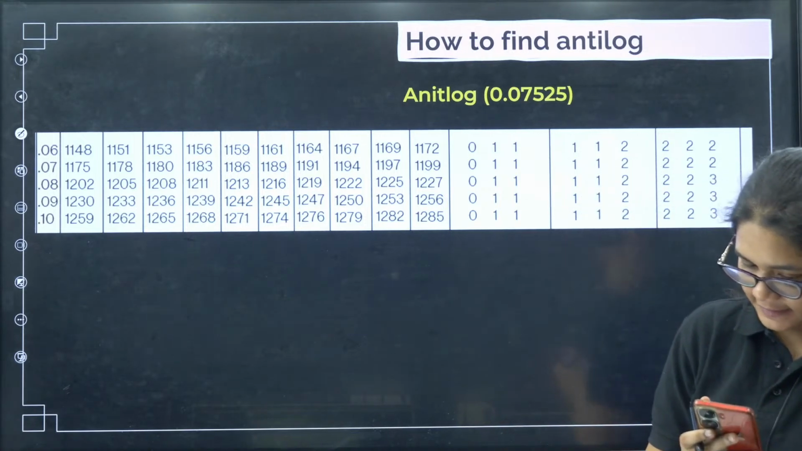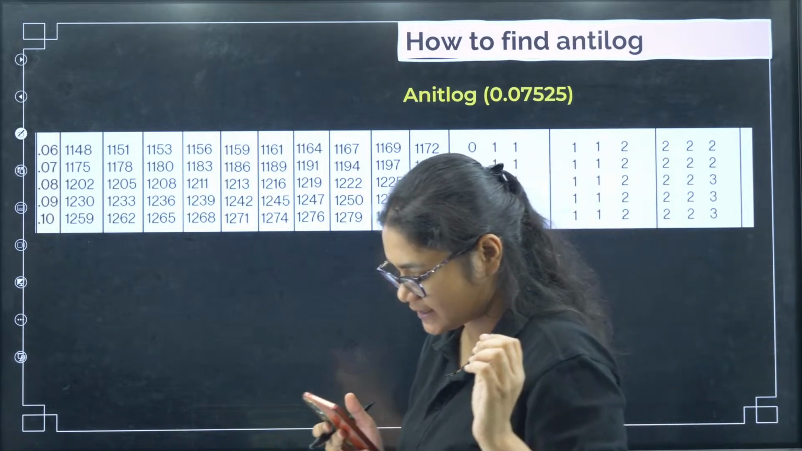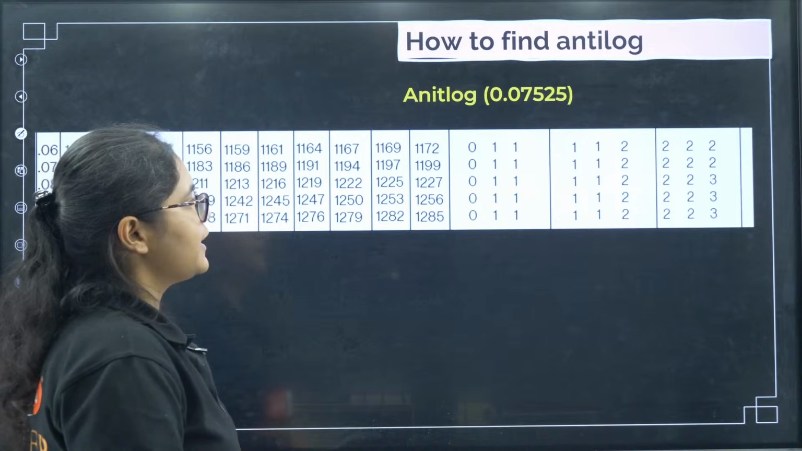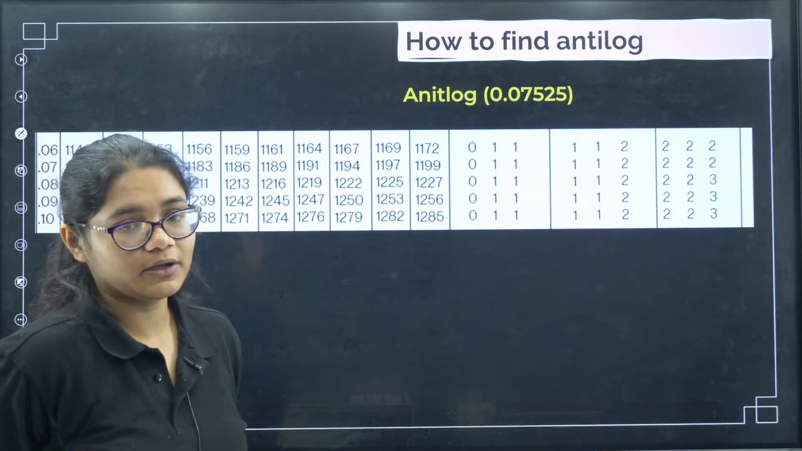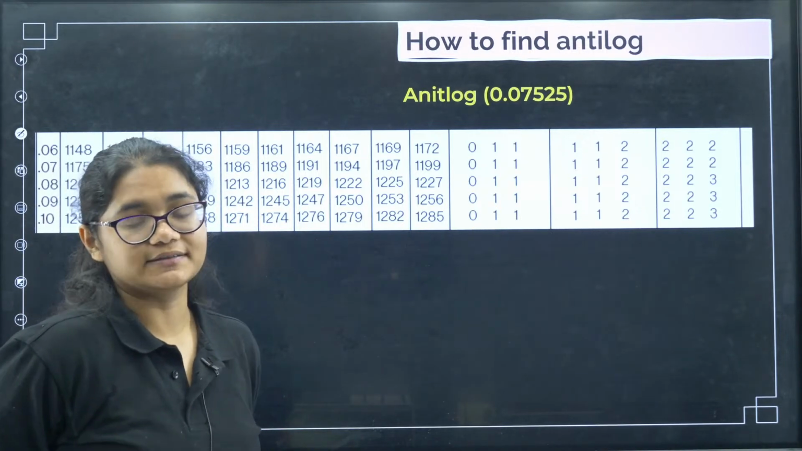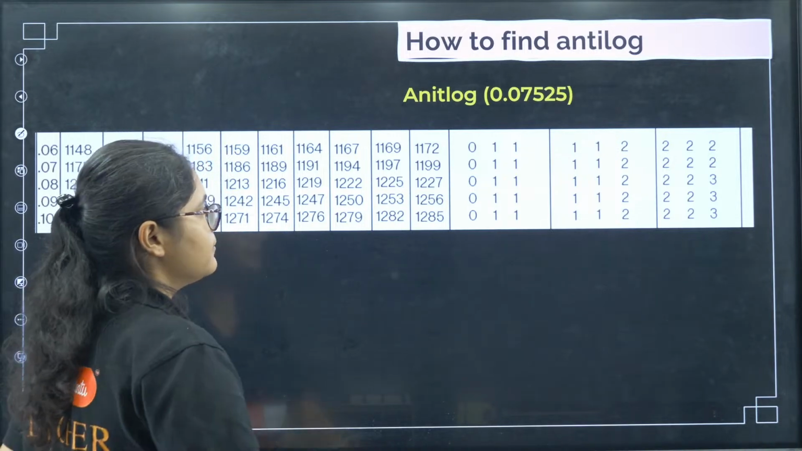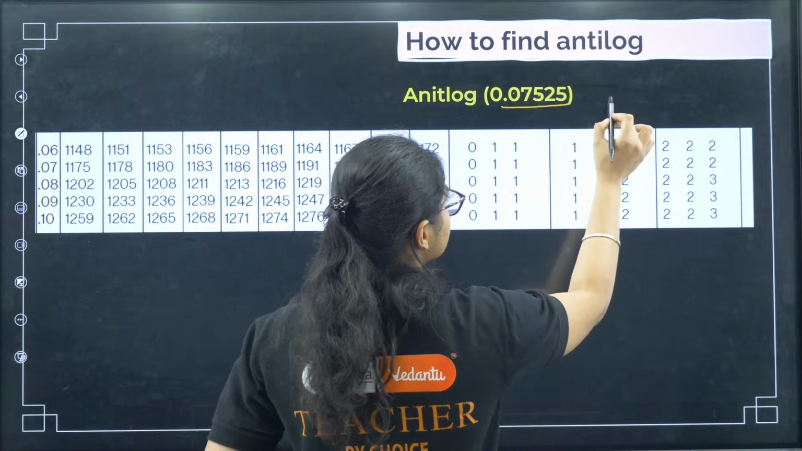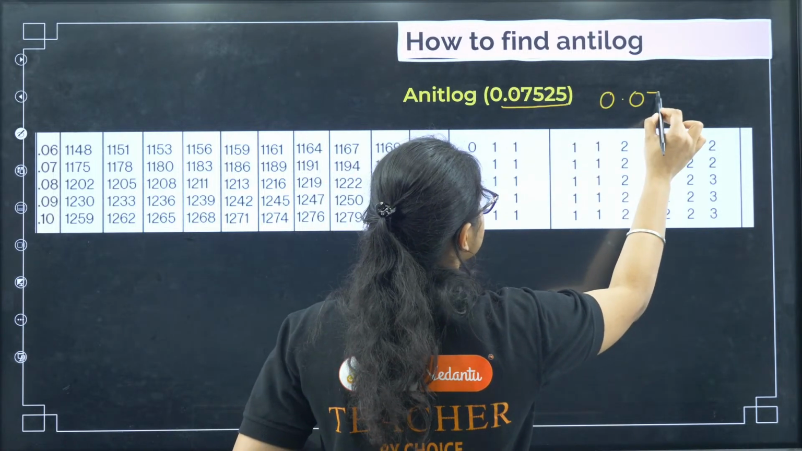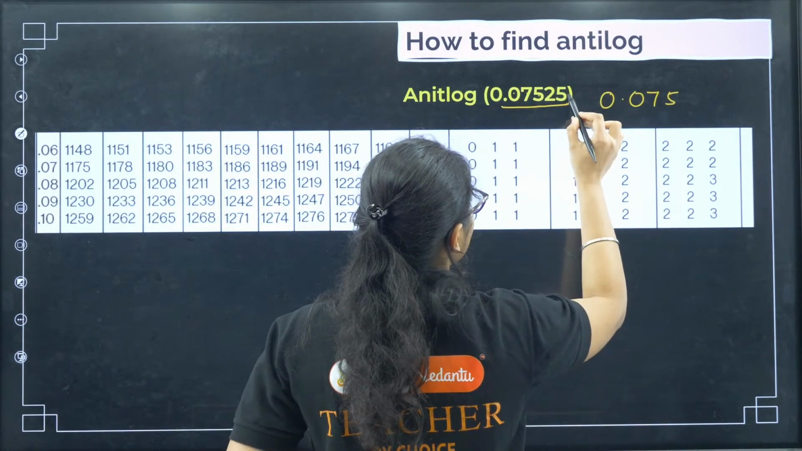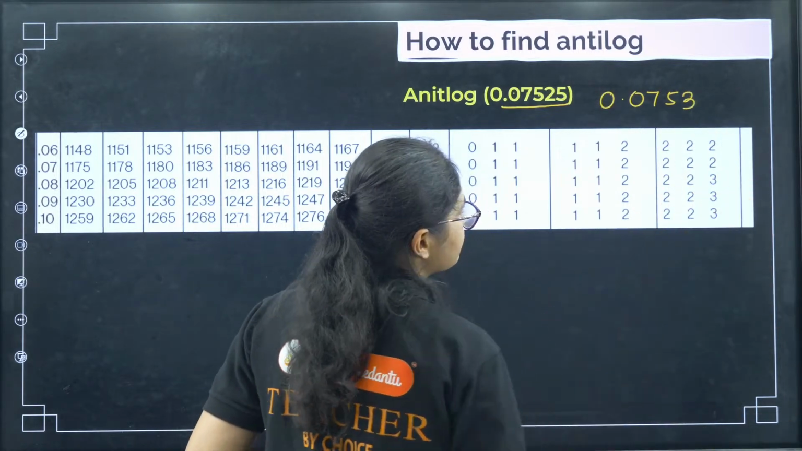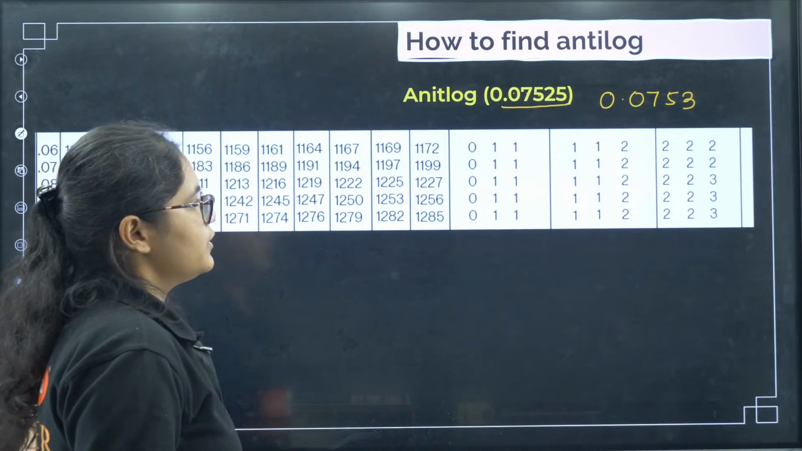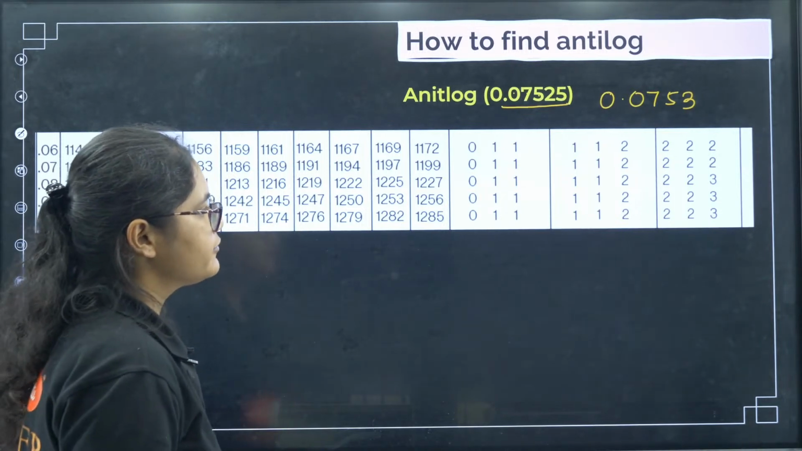Yes, try the next question, 0.07525. I told you after the decimal there should be only how many numbers? After the decimal there should be only 4 numbers. You see there are 1, 2, 3, 4, 5 numbers. So I will make it 0.075. Okay, 25 I can round off to 3. For easy calculation I just made it 3. Okay, so yes, just try this one.